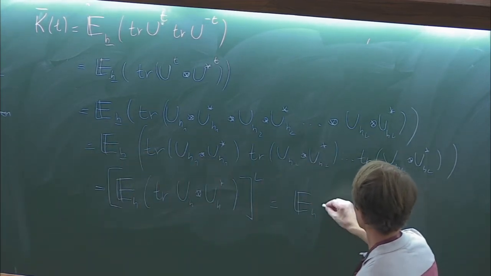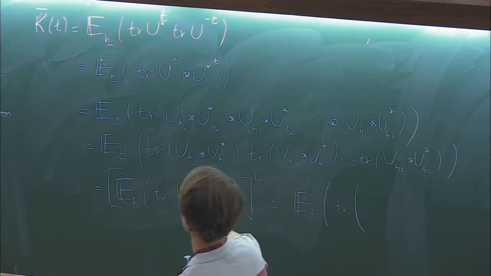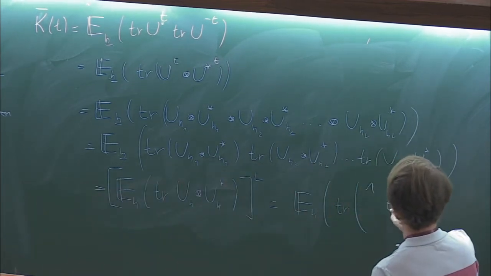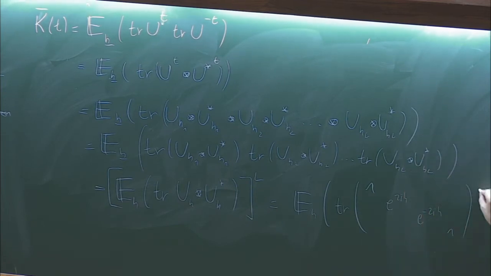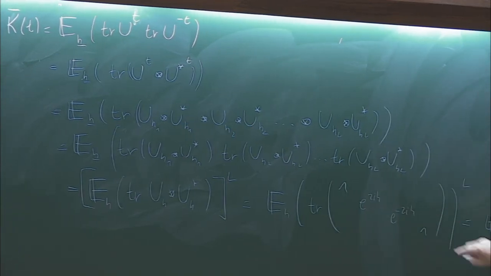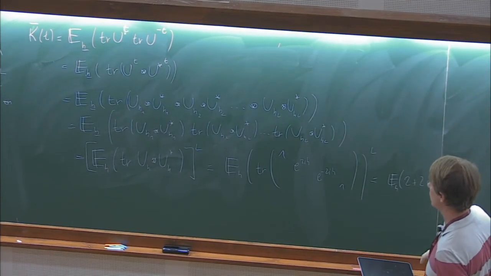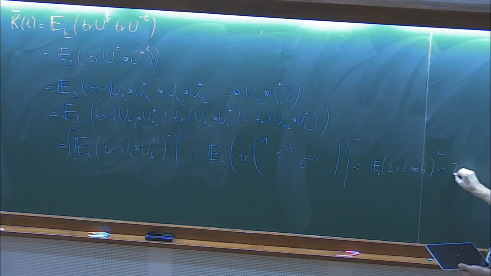So again, let me do it slowly. The trace for this guy is something like 1, e to the 2ih, e to the minus 2ih, 1, diagonal, right? To the power L. Now the trace, with expectation value over h, is 2 plus 2 times cosine h, to the power L. And now I average, the average of the cosine is 0, so it's 2 to the L. So it's equal to n for any t.